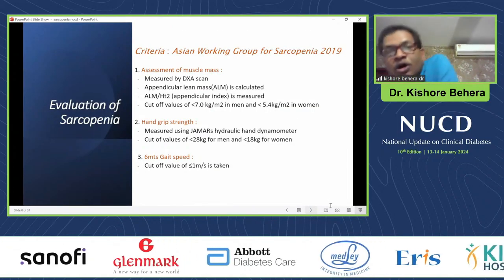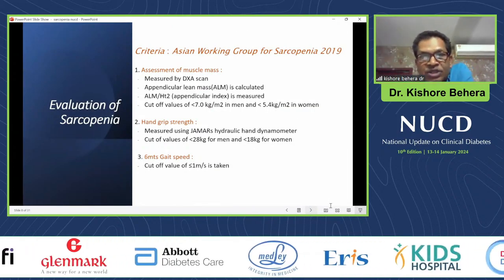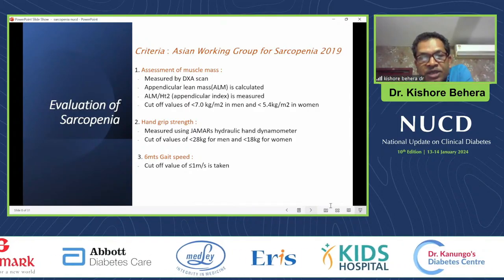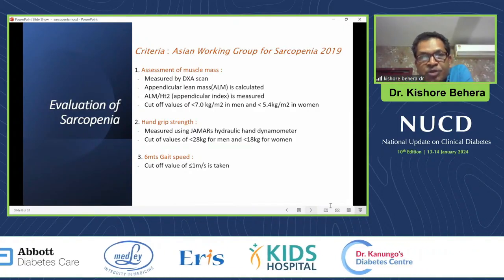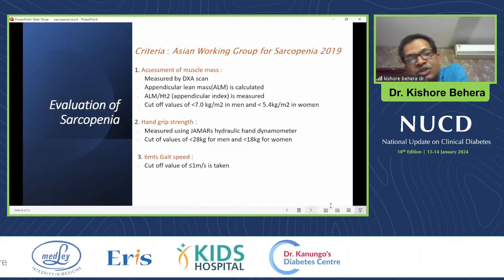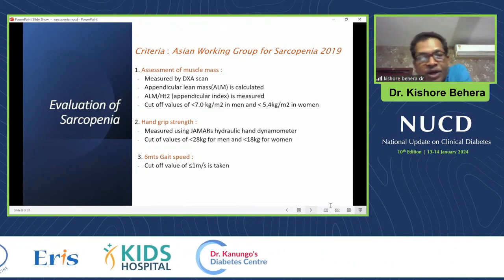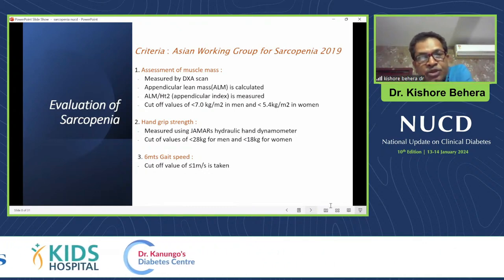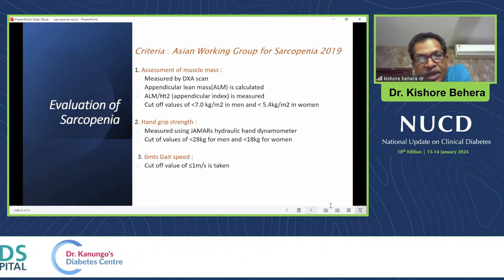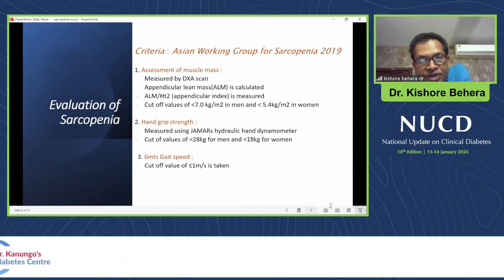So this is the Asian Working Group for Sarcopenia 2019, which I described in the last slide: the assessment of muscle mass by DEXA. If DEXA is not available, we can go ahead with bioelectrical impedance with some limitations. And we can use hand grip strength and 6-meter gait speed.